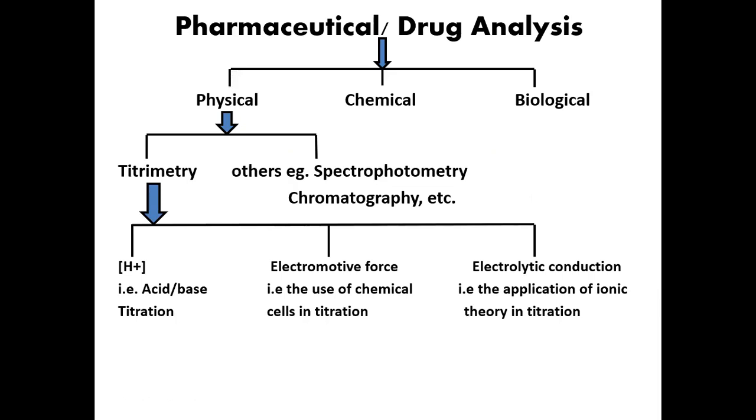Let's classify pharmaceutical drug analysis into physical, chemical, and biological, because there are different methods of doing drug analysis. But our main focus will be on the physical classification. So under the physical classification, we can have potentiometry and then other methods such as photospectrometry. And under this photospectrometry, we can look at something that we call polarimetry.